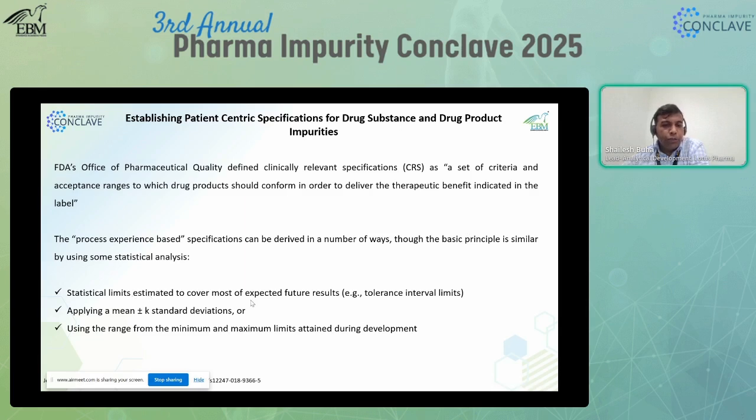A statistical limit is estimated to cover most of the expected future results, using a tolerance interval, applying the mean plus or minus the standard deviation of your analytical part, and using the range from minimum to maximum limit during the development. Here we are sometimes misguided during development, and because of that, re-specification and re-revisions happen.